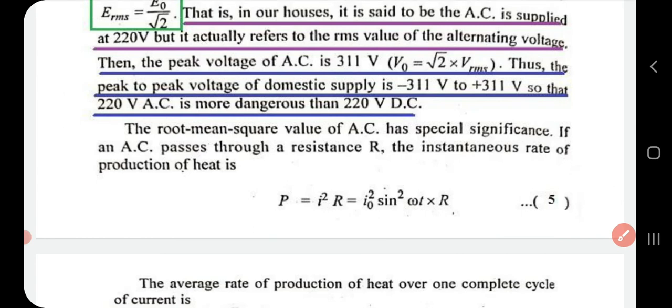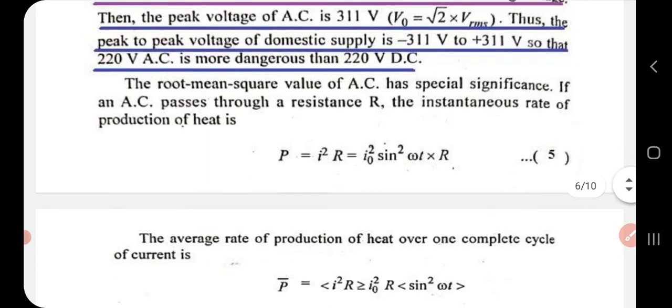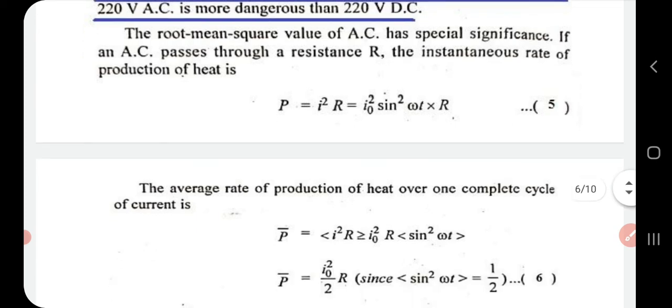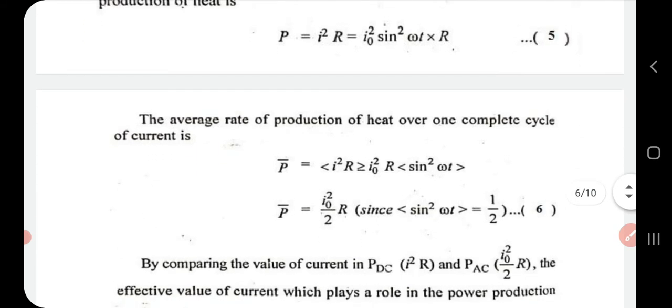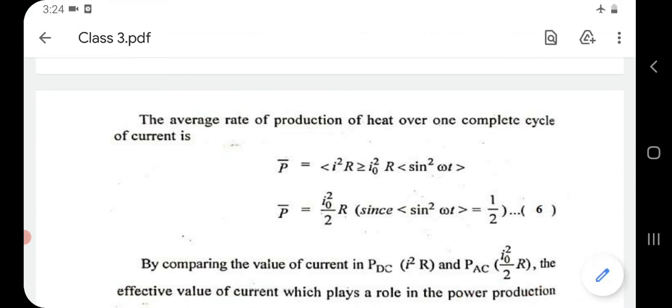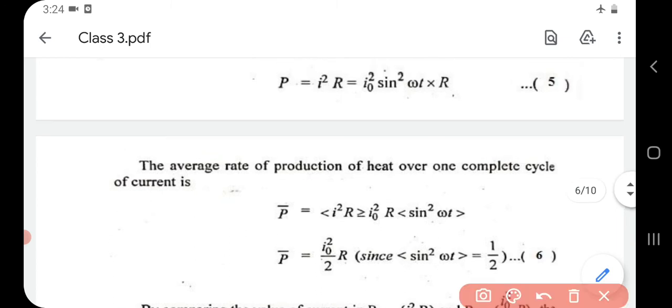Now, RMS value of AC has some special significance. If an AC passes through a resistance R, then the rate of production of heat, that you know, P is equal to I square R. In place of I, you are writing I0 sin omega t, squaring it and writing R as such. Then you are taking the average value. For finding the average value, you just put a bar sign over P. So P bar equals I square R average.